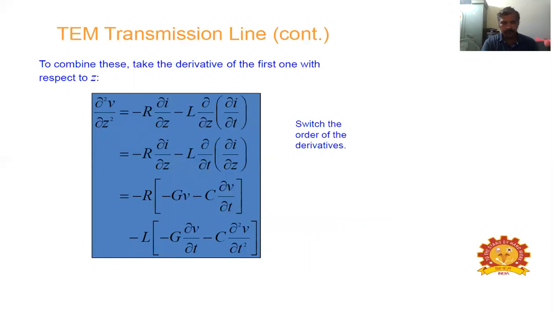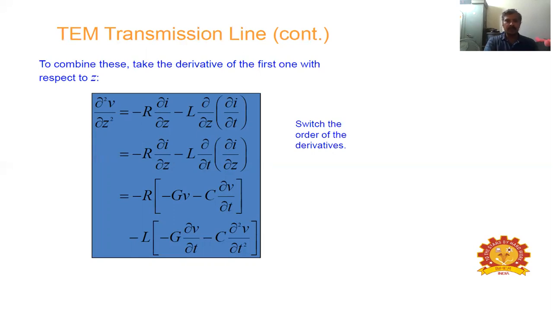So next, as you all know very well, the telegrapher's equation. As you want to combine these, you have to take the derivative of the first one with respect to z. Taking the telegrapher's equation, you know very well that ∂V/∂z is equal to minus Ri minus L ∂i/∂t. That being the telegrapher's equation, we are differentiating it. Then we have ∂²V/∂z² is equal to minus R ∂i/∂z minus L ∂/∂z of ∂i/∂t.